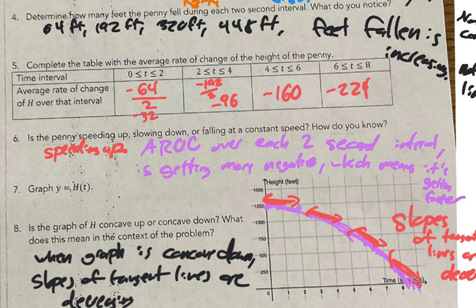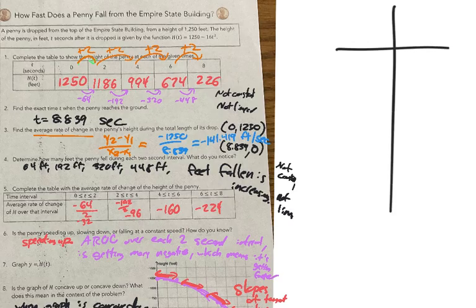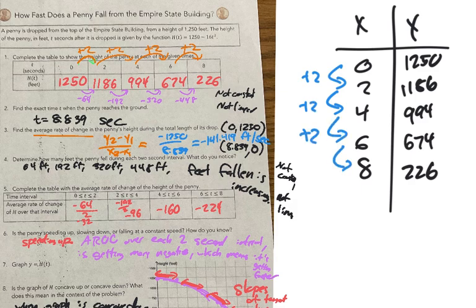One more thing I got to show you guys. Let me go back to here, and I'm going to write this out as a table, sideways, because I think we'll see it better. So this is 0, 2, 4, 6, 8, and this was 1250, 1186, 994, 674, 226. Do we have constant changes of our inputs? Up 2, up 2, up 2, and up 2.